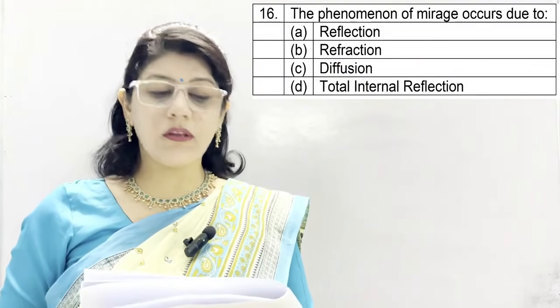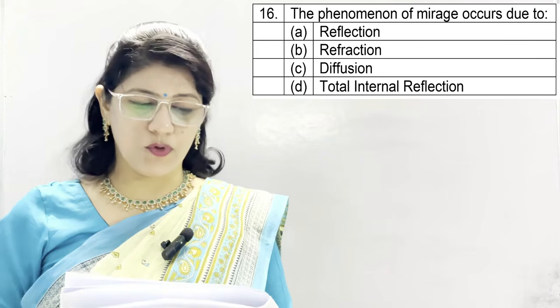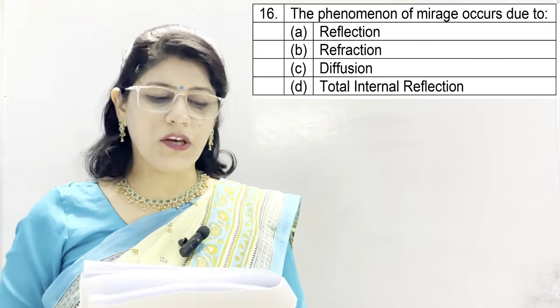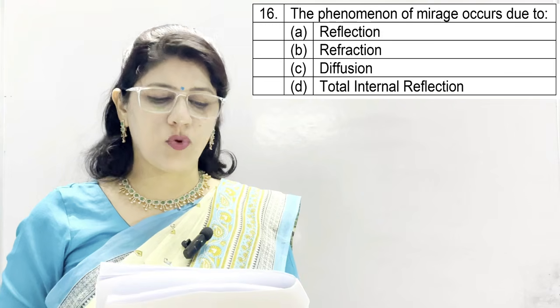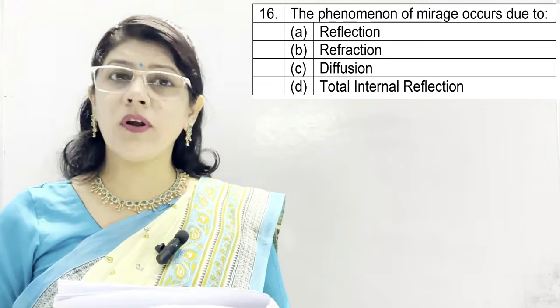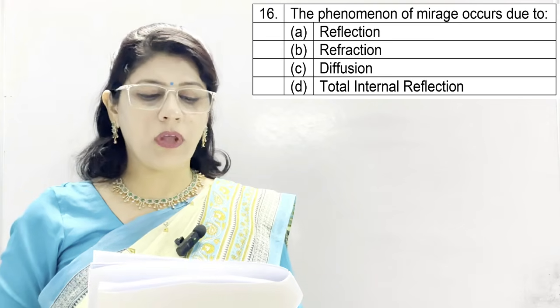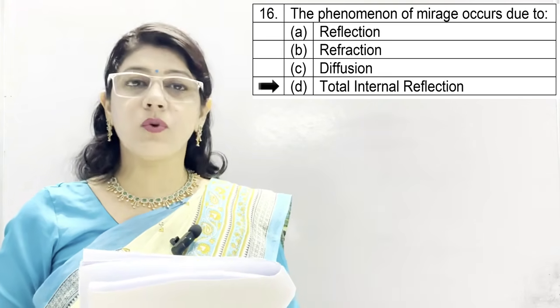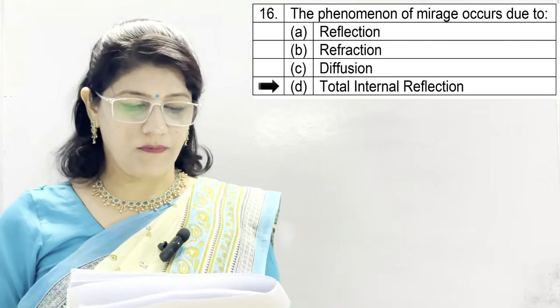In question number 16, the phenomenon of mirage occurs due to: option A, reflection; B, refraction; C, diffusion; and D, total internal reflection. We have observed this phenomenon in deserts on a hot sunny day, and we know the cause behind mirage is total internal reflection.